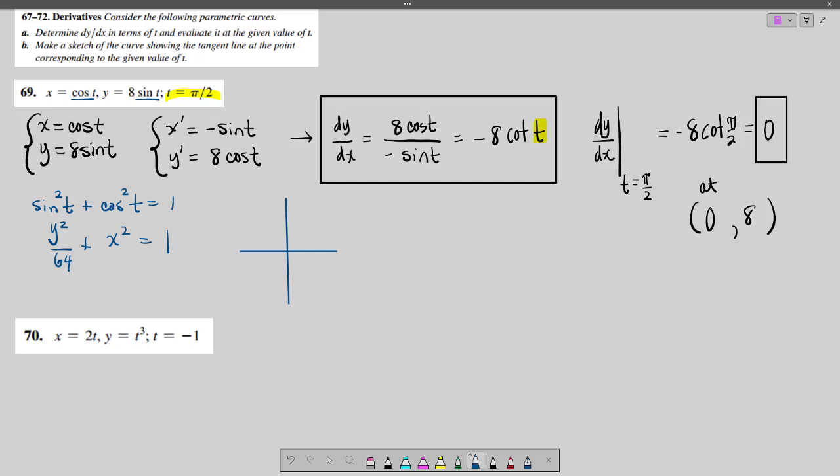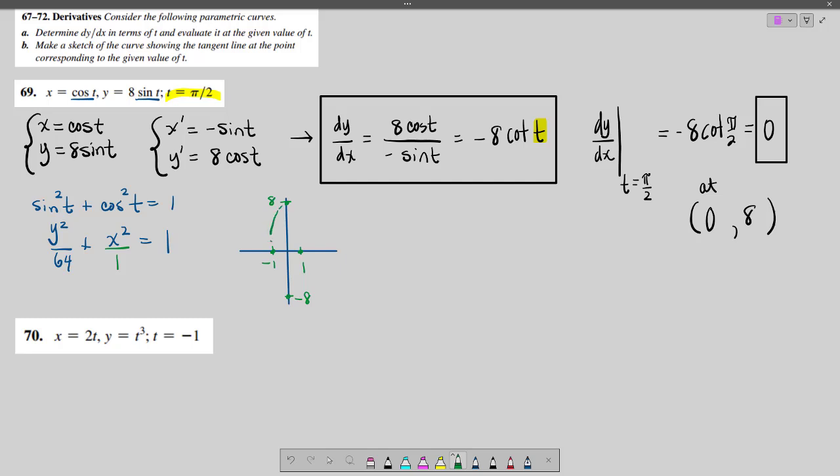You look under the y's and take the square root, and that tells you how far you go vertically. So we're going to go up and down 8. You go under the x's, that tells you how far you go left and right from the center. So we're going to go over to -1 and over to +1. And there's our frame for the ellipse.